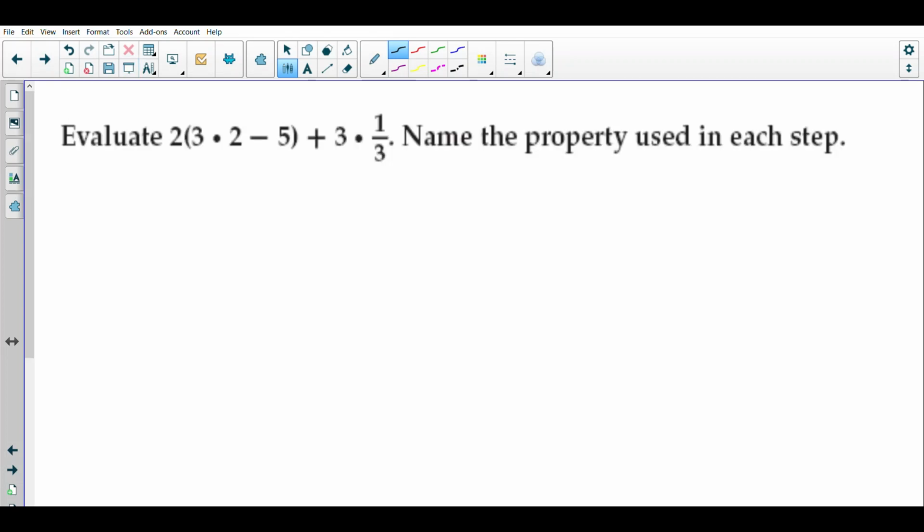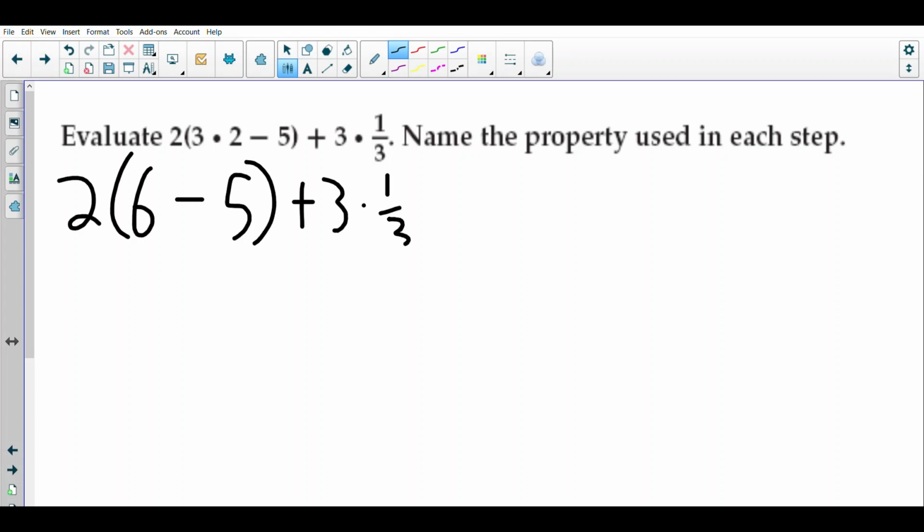Okay, so evaluate 2 times the quantity 3 times 2 minus 5 plus 3 times 1/3. Name the property using these steps. So first we got to follow PEMDAS. So here we go. We have 2 times, now first thing inside the parentheses would be multiplication. So we have 6 minus 5 plus 3 times 1/3. So essentially what we did with the first step, 3 times 2, we took out 3 times 2 and we replaced it with 6. So this was substitution.